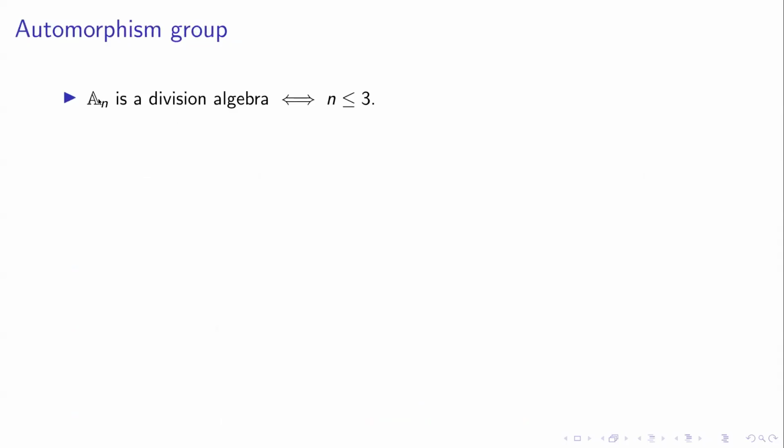Well, the other very well-known fact is that only the first four Cayley-Dickson algebras are division algebras. After the octonions, we have zero divisors, which is the main topic of the talk.